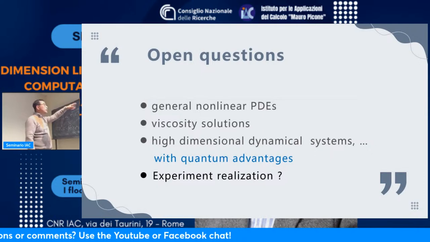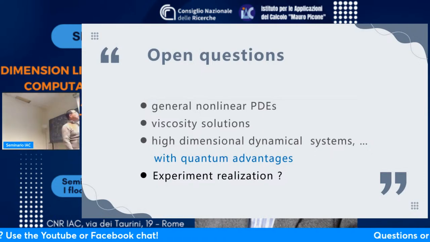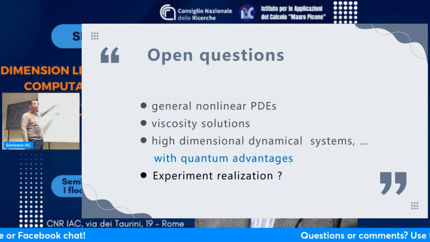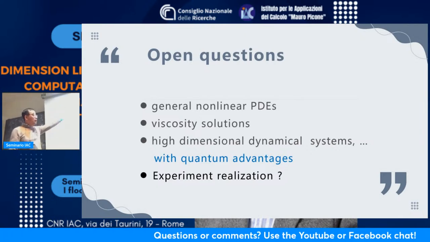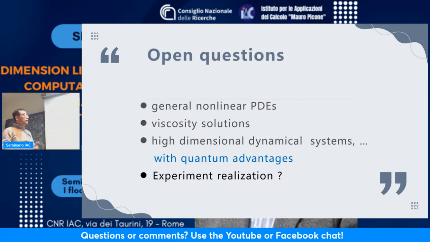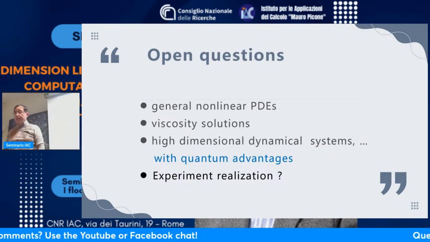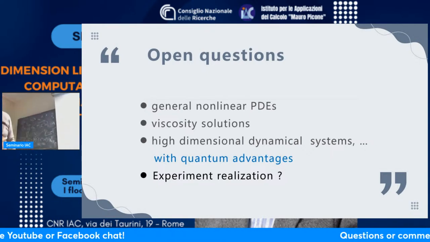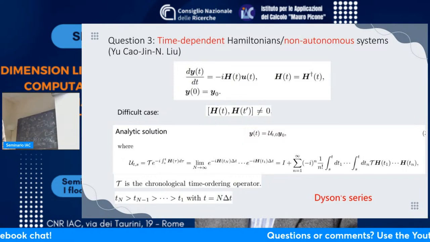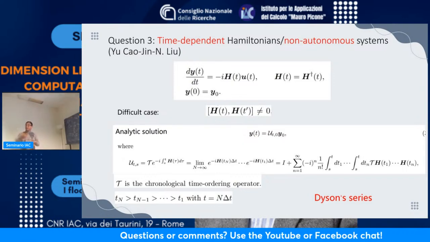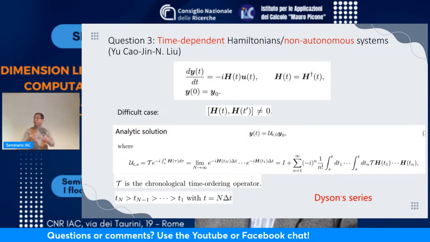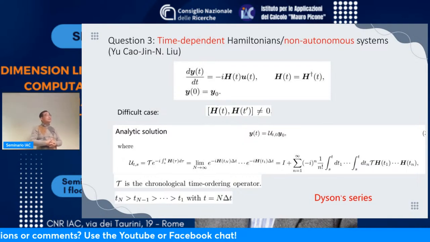So here are some open questions. For a general nonlinear PDE, how to get a viscosity solution? For high dimensional dynamical systems, how to design methods? Also, we are interested in whether you can realize this in experiment. Okay, so that's what we have for nonlinear PDE. As you can see, it's largely open. We need a lot of new ideas.